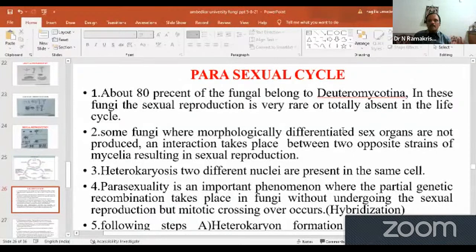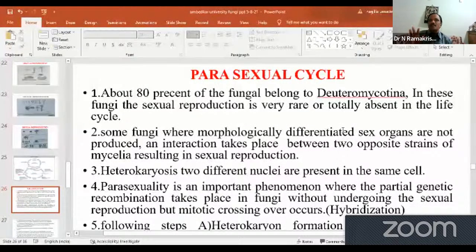About 80% of the fungal group, the Deuteromycotina. In this fungus, sexual reproduction is very rare, totally absent in the life cycle. This is the most important point: Deuteromycotina, totally absent sexual reproduction systems.